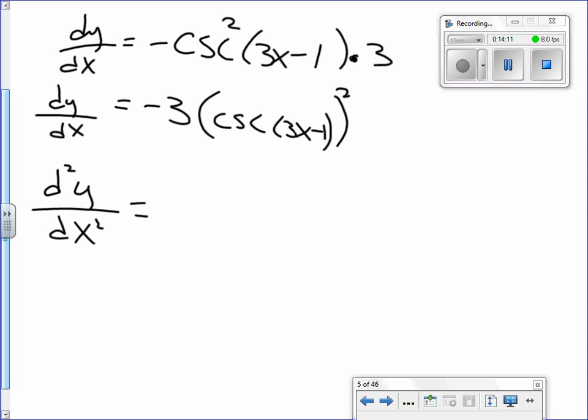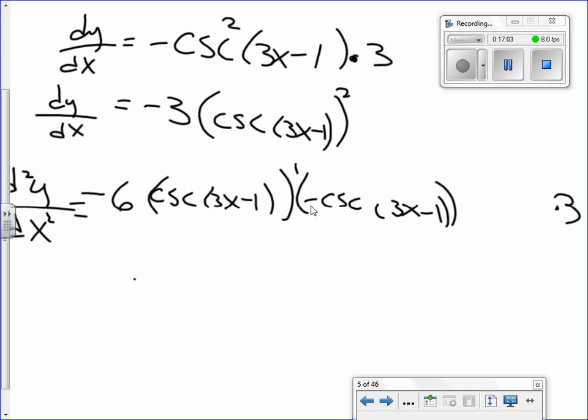The outside. So we have the power rule. So 2 times negative 3, negative 6. We're going to leave the inside alone. And what's the new exponent going to be? 1. So we're going to leave that cosecant of 3x minus 1 inside. So we took the derivative of the outermost function. Now what's the next one? Negative cosecant of the angle, cotan of the angle. All right, so cotan of 3x minus 1.